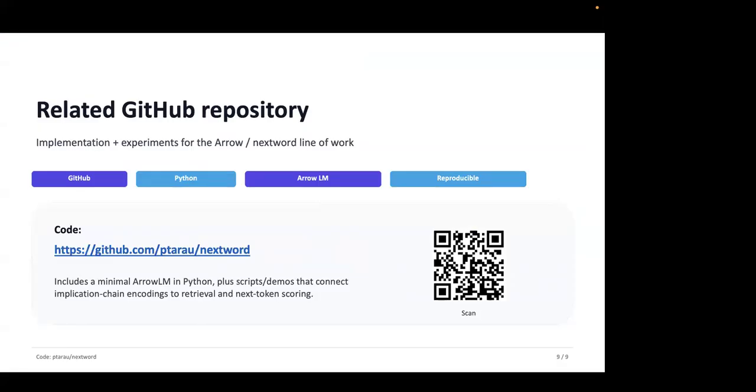So here's the final slide. That's the related GitHub repository. It's called Next Word, and it includes the Prolog code that I mentioned, as well as the related Python code.